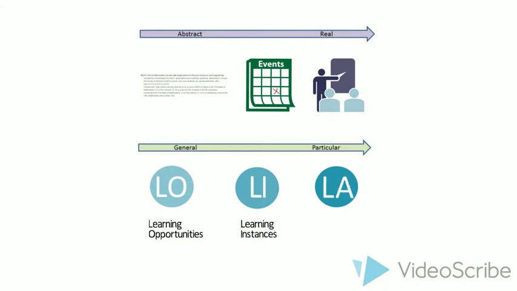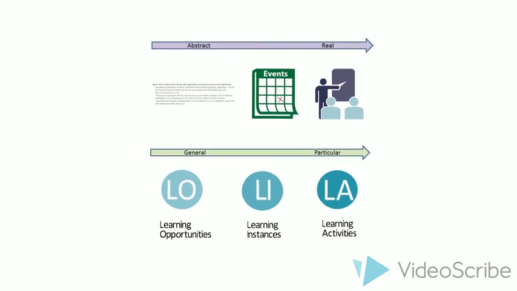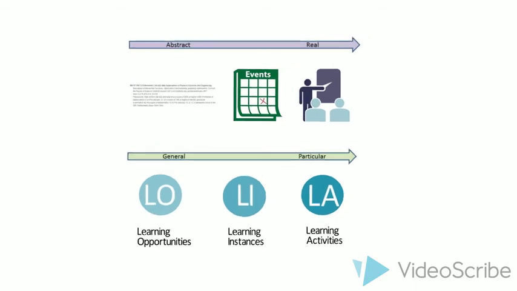Finally, we have learning activities. These are the assignments and activities through which a learner engages with the curriculum, and may include assessments and readings, as well as an individual lecture or lab activity. These core concepts, LO, LI, and LA for short, form the basis of the academic model.